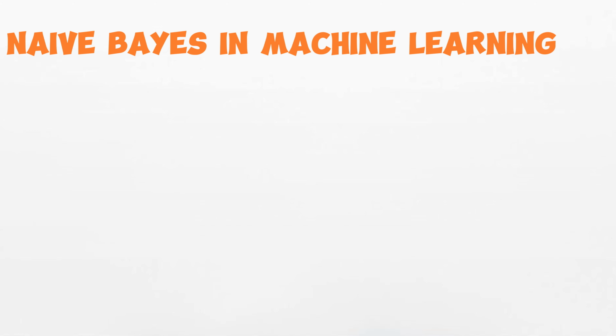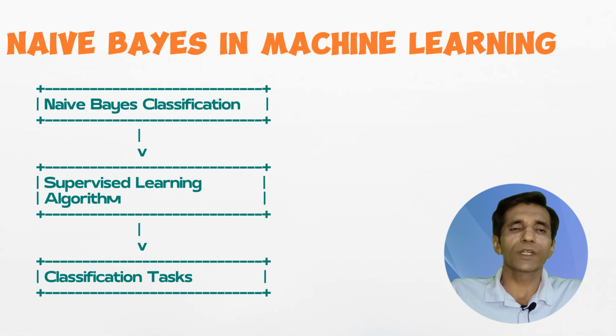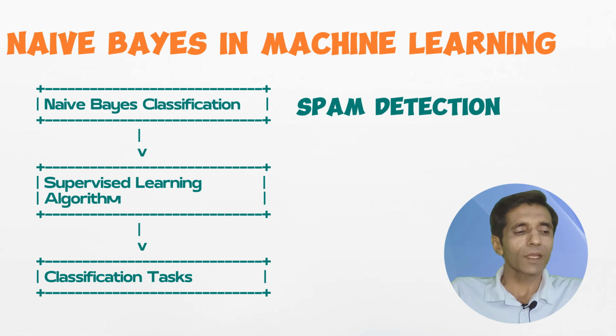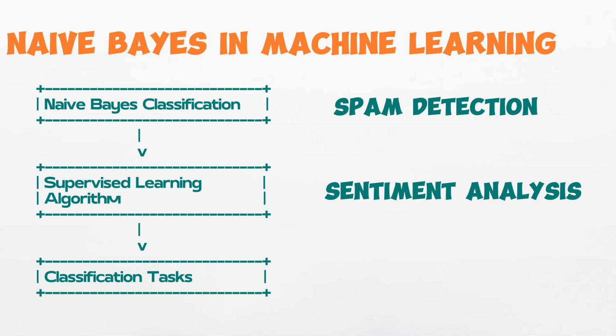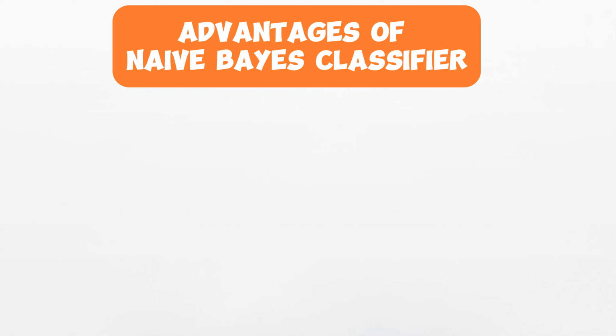Naive Bayes in machine learning. Naive Bayes is a supervised learning algorithm used for classification tasks. It is particularly useful for text classification problems such as spam detection, sentiment analysis, and news classification. Despite the simplicity, Naive Bayes can perform surprisingly well in these contexts, making it a valuable tool in the data science toolkit.